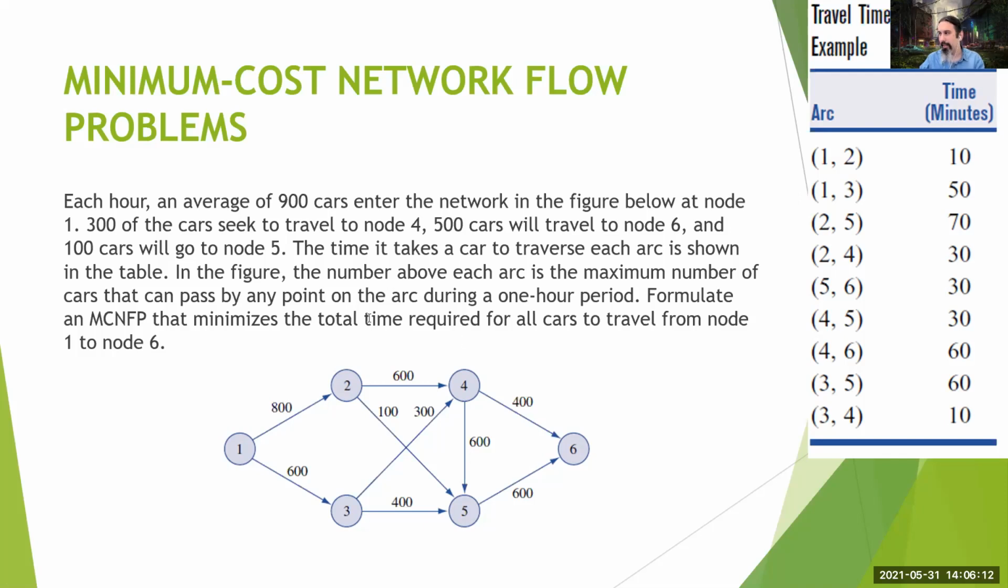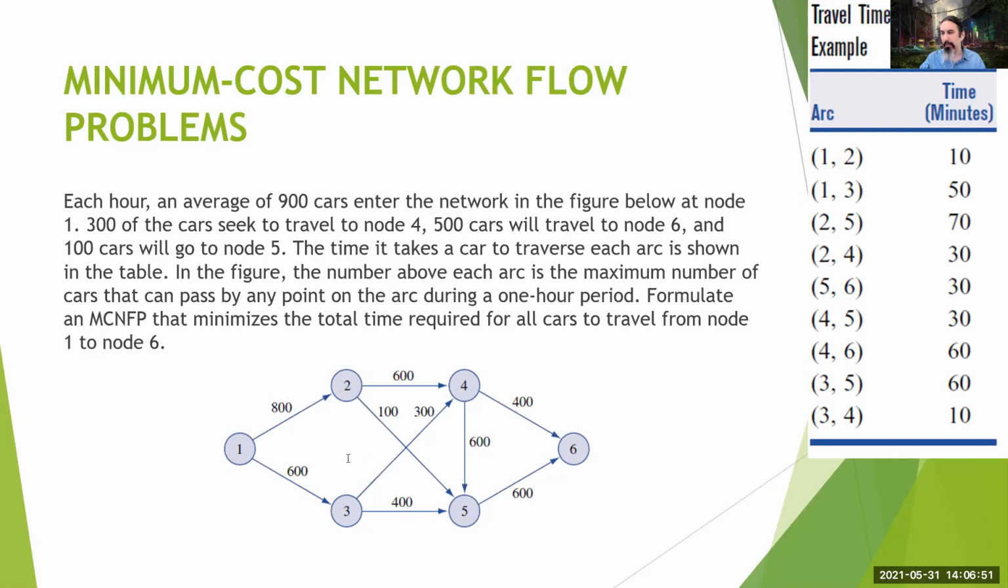Same for point 5. There are 100 cars going to point 5. So x25 plus x35 plus x45 is going to be equal to 100 plus x56. And point 6 is just a sink point, there are no flows going out, it's just a demand point. x46 plus x56 is going to be equal to 500. So when I model this with capacity constraints, x12 is less than 800, x13 is less than 600, etc., and use those times to find the minimum time.